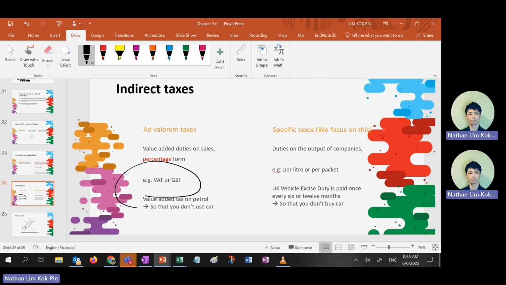Right? So for petrol, basically it will lead to pollution. Because of that, they want to tax pollution. How do they tax? They tax it on petrol. When they tax it on petrol, you will use the car less, so that you don't use the car.